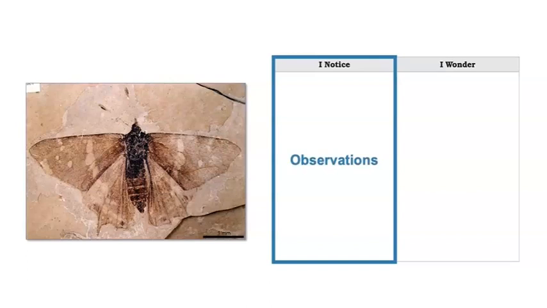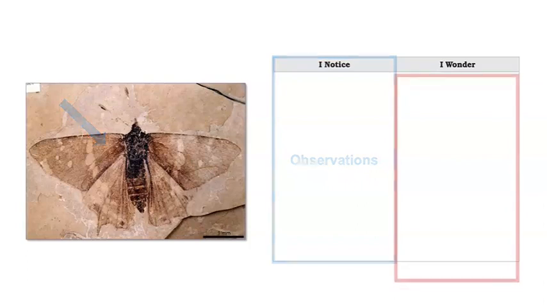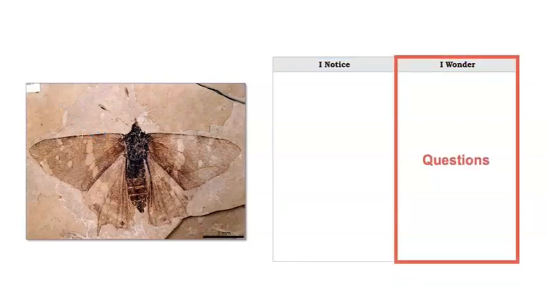Your observations should be statements. For example, I noticed that the object in this photograph looks black and brown. You'll record any questions you have in the I Wonder column. For example, I wonder, why is the photograph only black and brown and not colorful?